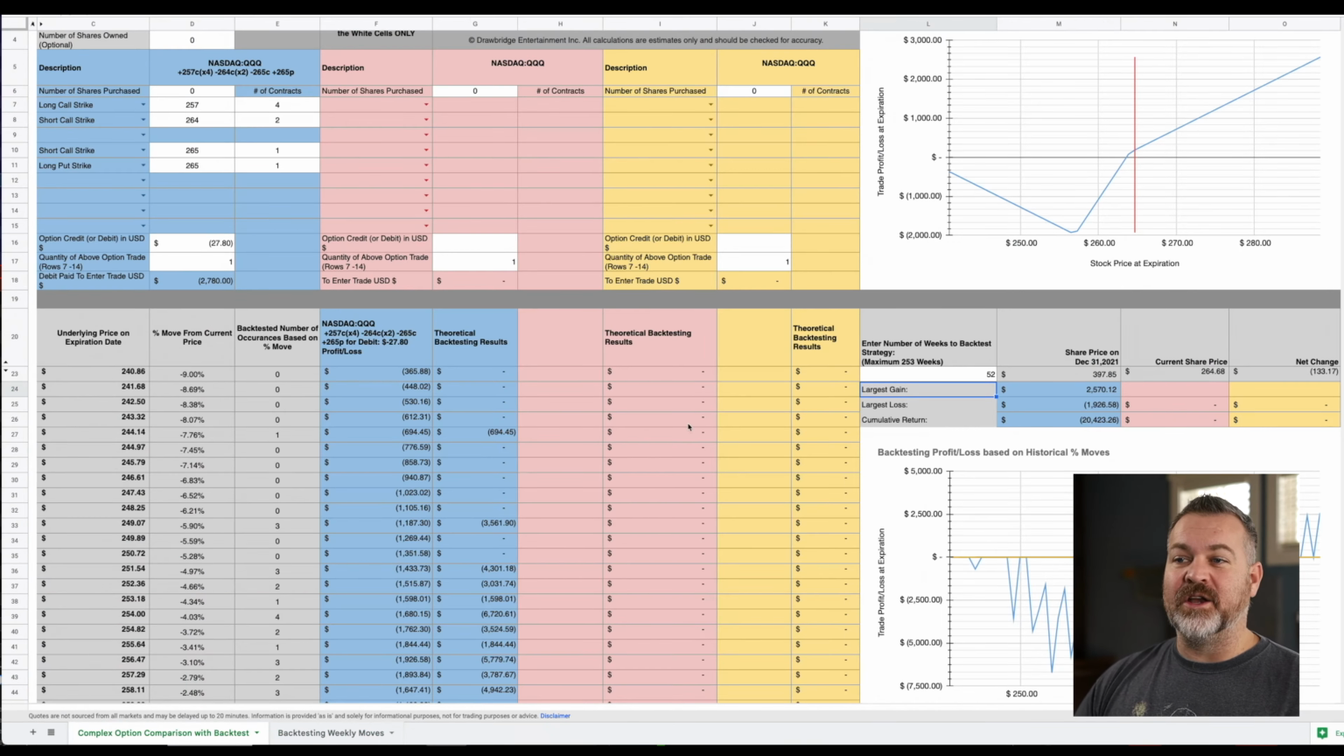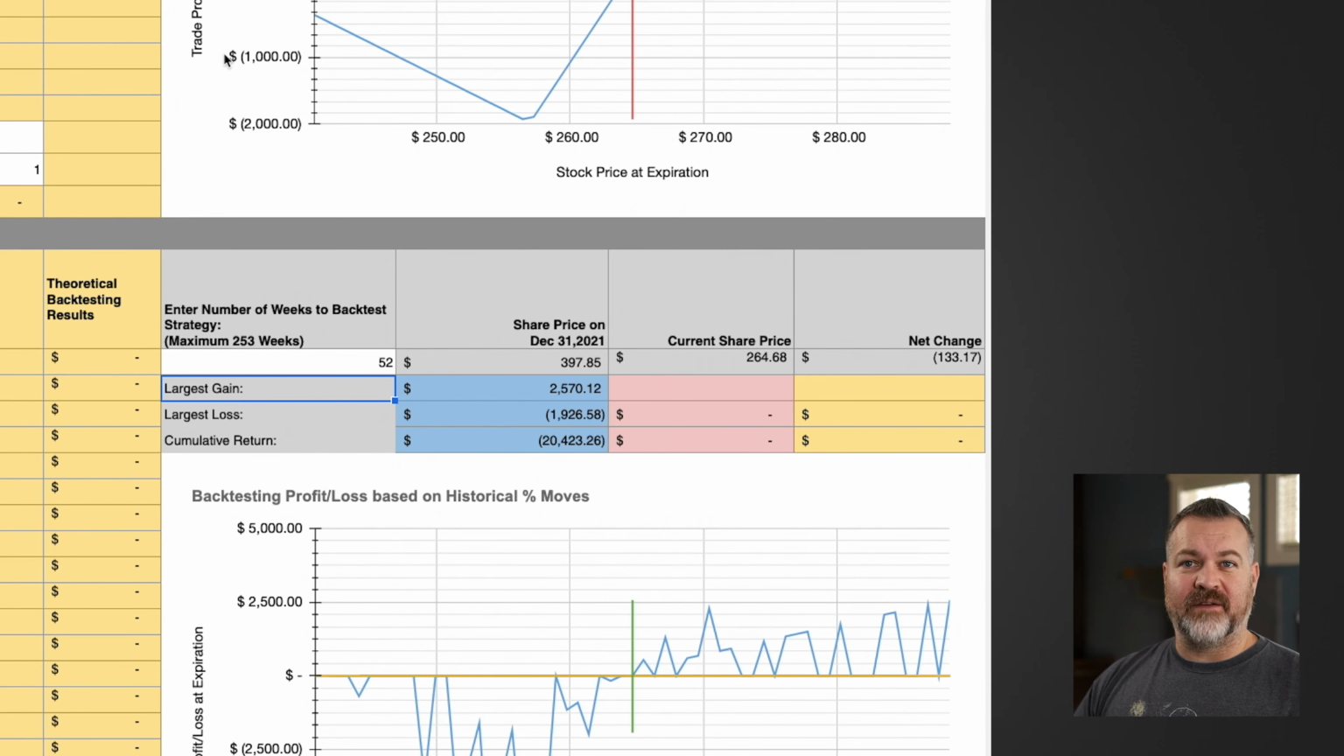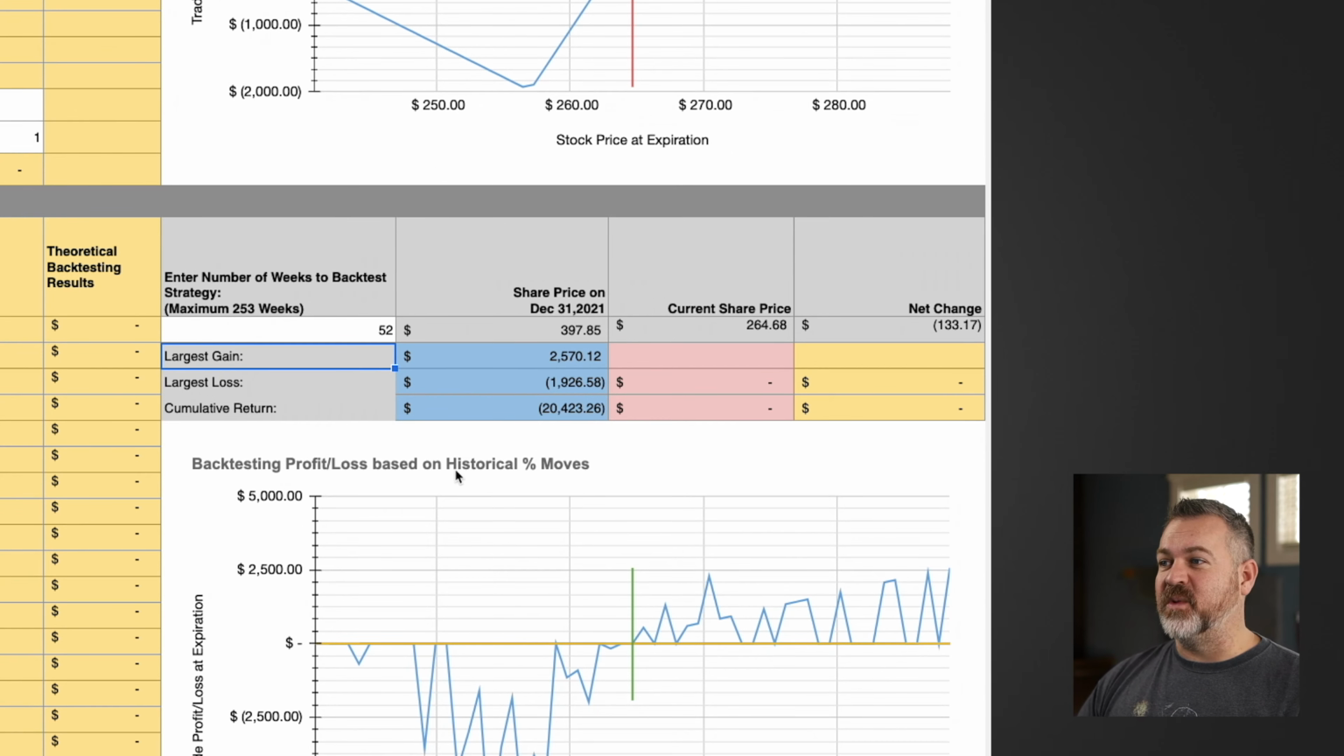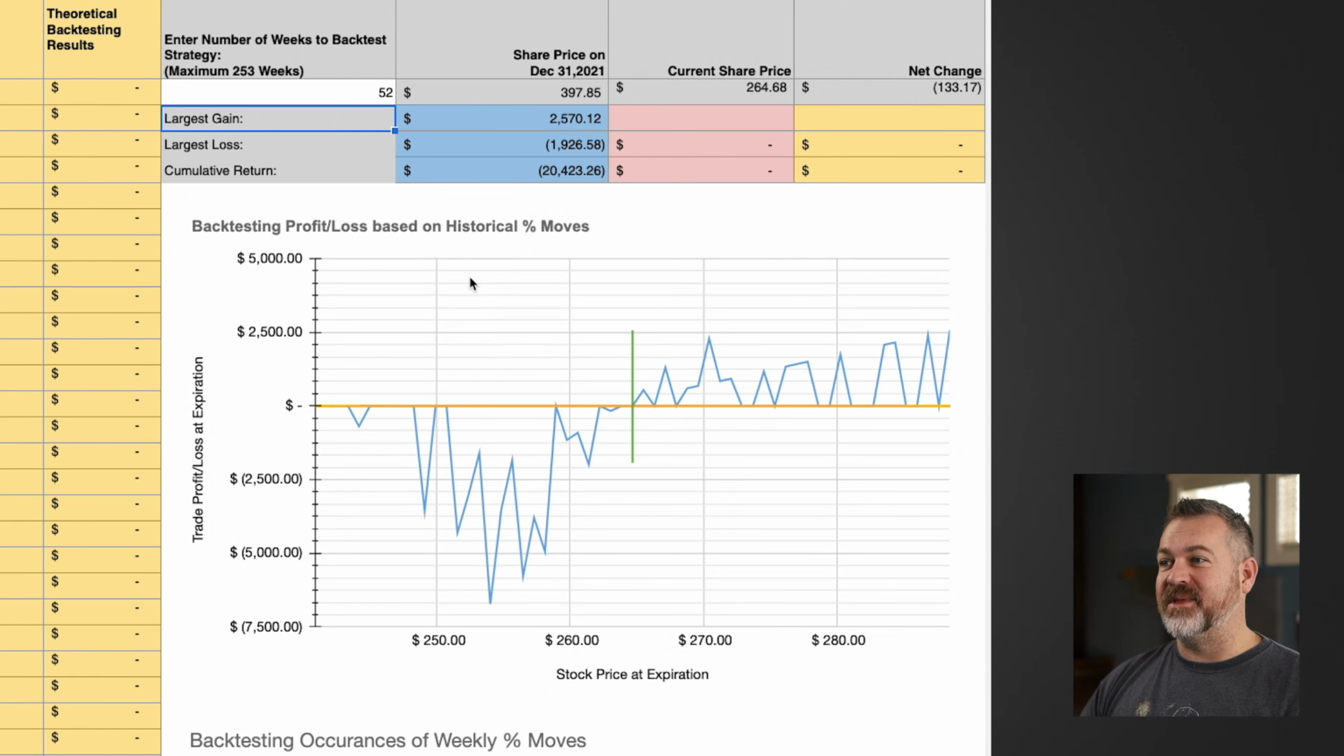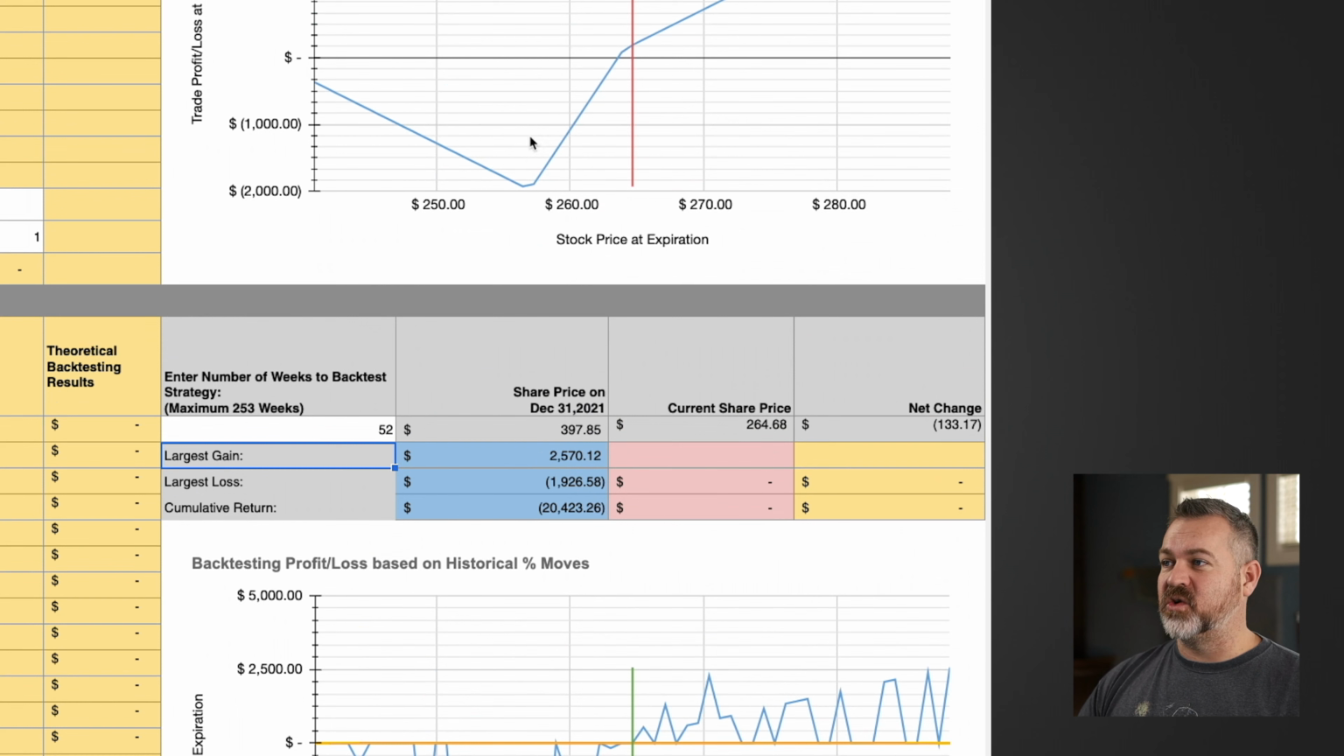But what I want to know is, if I was to place this trade every single week for the last 52 weeks, what would the results have been? Now, in this case, this last year is actually pretty terrible. The stock was drifting down, and you can see this trade has this large kind of valley of death.